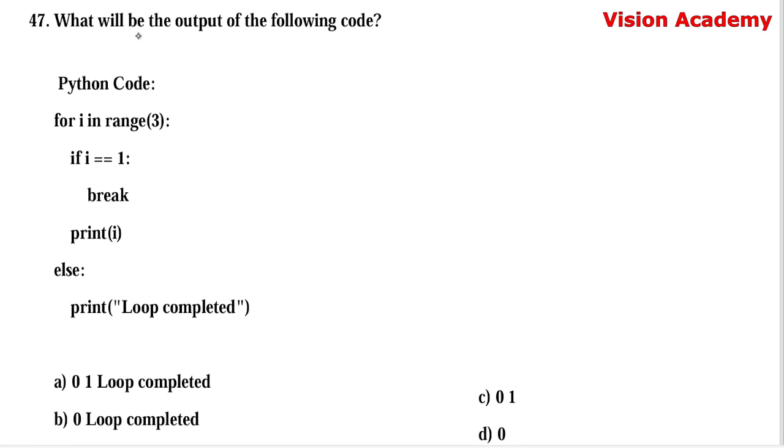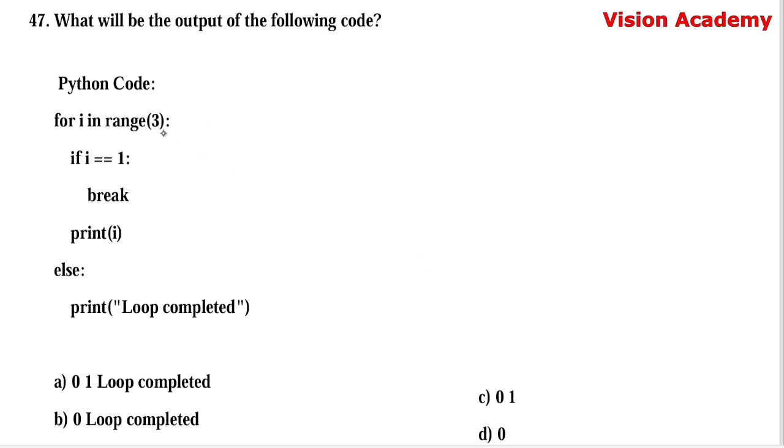Question number 47. What will be the output of the following code? Python code: for I in range 3, if I is equal to 1, break, print I, else print loop completed. Option A, 0 1 loop completed. B, 0 loop completed. C, 0 1. D, 0. Let us check out.